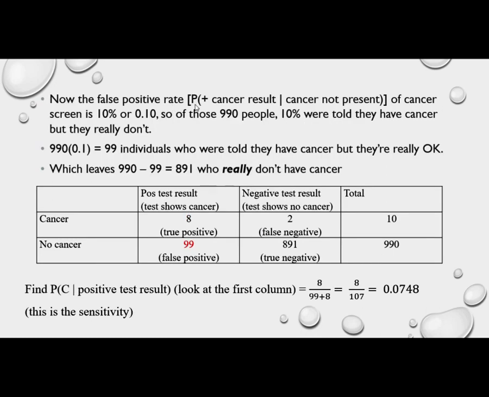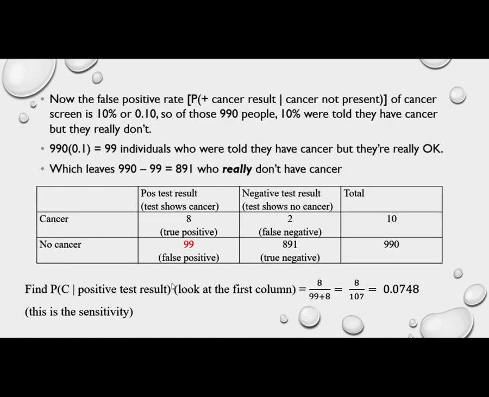Now, the false positive rate is the probability of a positive cancer result given that cancer is not present of cancer screen is 10% or 0.10, so 10% of those 990 people were told they have cancer, but they really don't. Okay, so we do that math. We get 990 times 0.1 is 99 individuals who were told they have cancer, but they're really okay. And that's what we're looking at here, which leaves the remainder, 990 minus 99, which is 891 who really don't have cancer, and they go here.